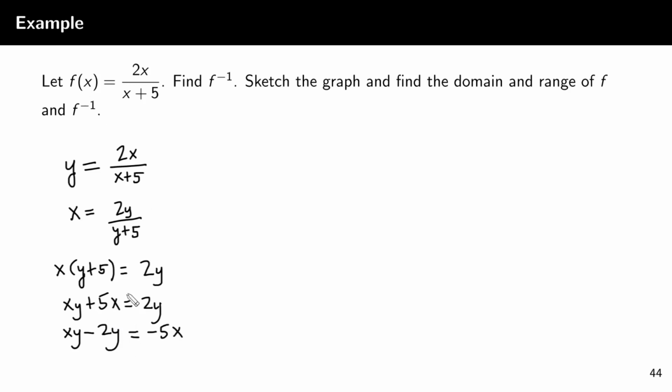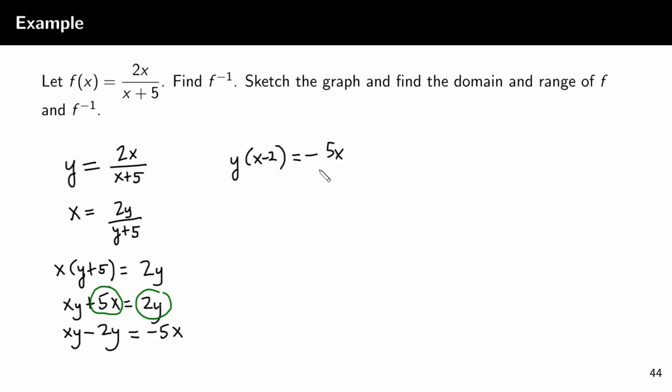So, again, ano yung ginawa ko? Lahat ng mga may y dun sa kanan, nilipat ko sa kaliwa. Kaya nagkaroon tayo ng negative 2y dito. Ito namang 5x na walang y, nilipat ko sa kanan. Kaya meron akong negative 5x dito. Ngayon naman, dito sa xy minus 2y, pwede kong i-factor out yung y. So, factor out natin yung y. So, meron akong y times x minus 2 equals negative 5x.